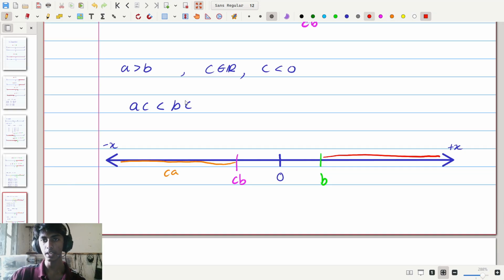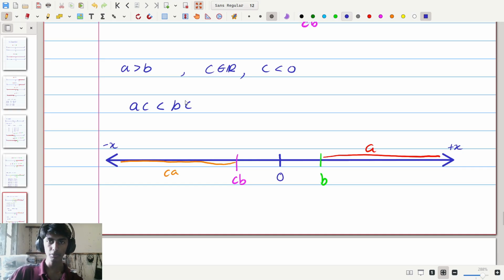So over here we have A and we have A being greater than B. If we multiply both sides by a negative number, then the direction is flipped, and now CA is more towards the negative x direction compared to CB. So therefore, if we have A greater than B, then multiplying both sides by a negative number will give us that AC is less than BC.